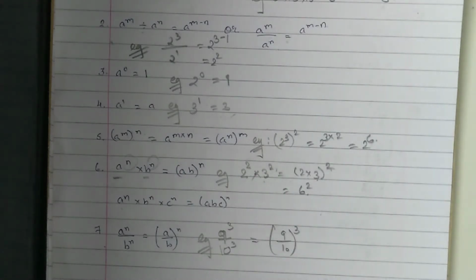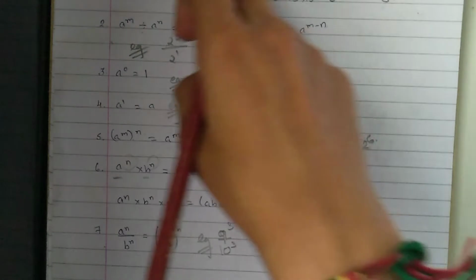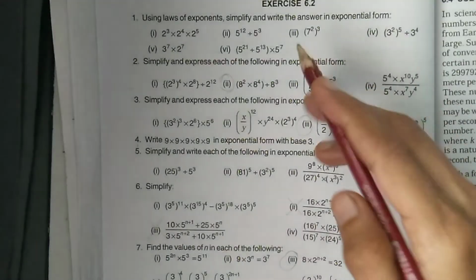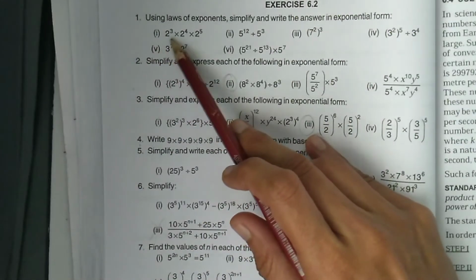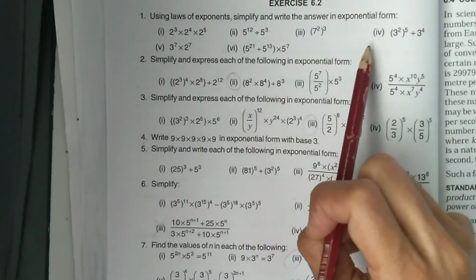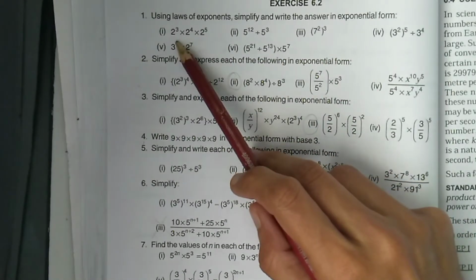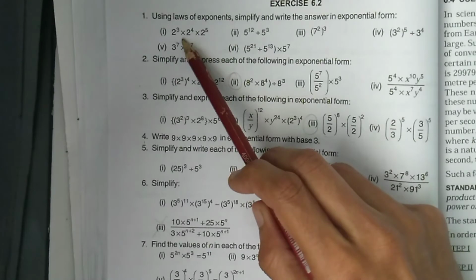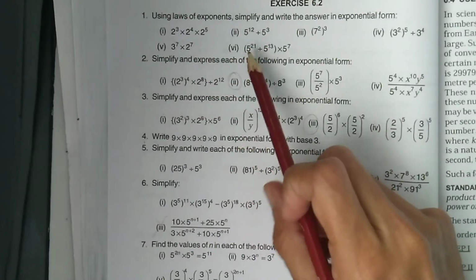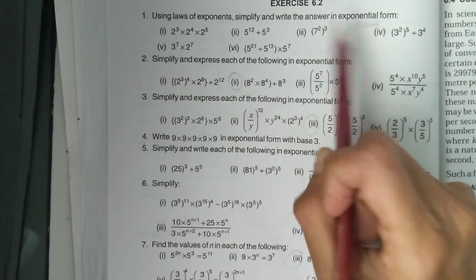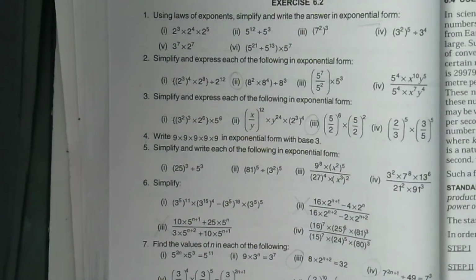Now let us do Exercise 6.2 based on all these laws. Exercise 6.2, question number 1: using the laws of exponents, simplify and write the answer in exponential form. Here we have to use whichever laws we have done, simplify, and write in exponential form only. So let us do it.